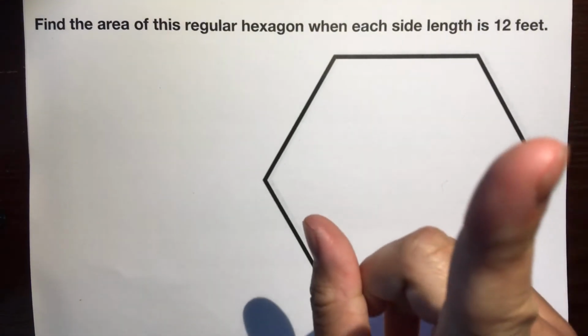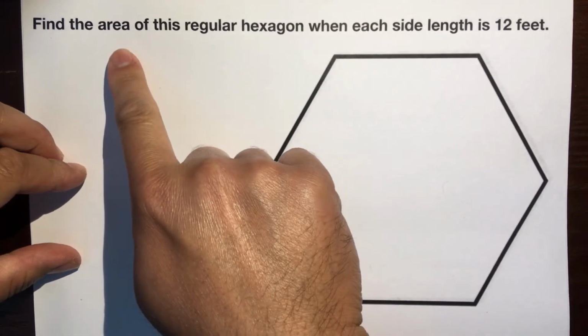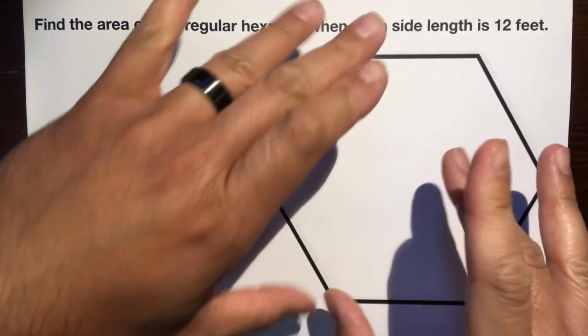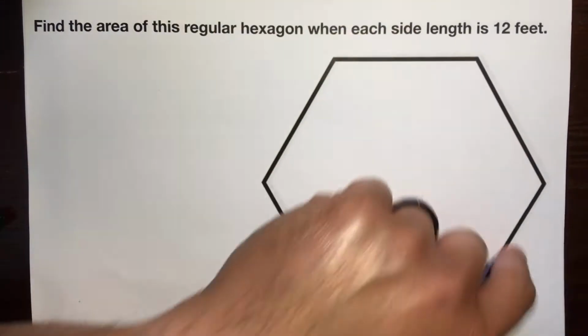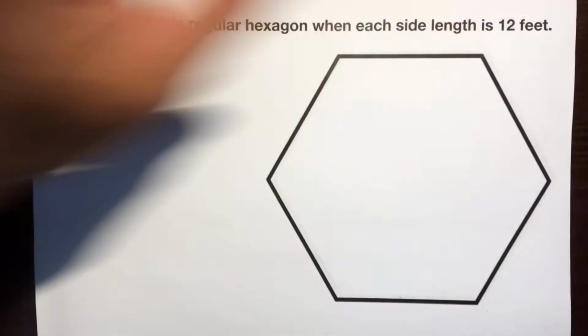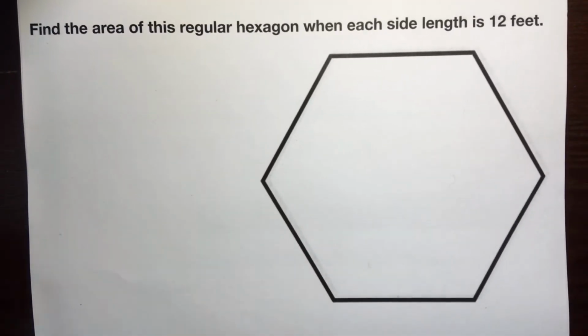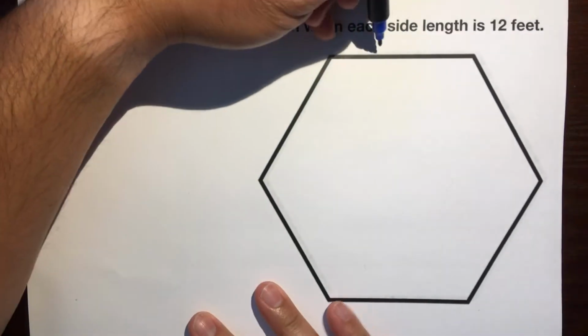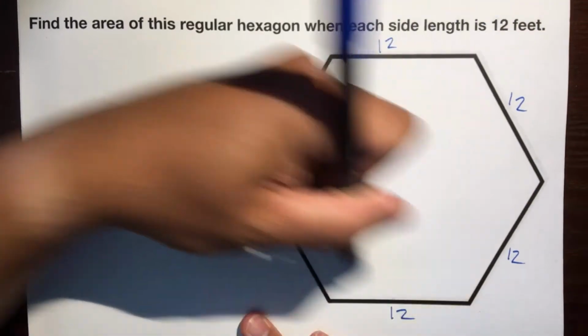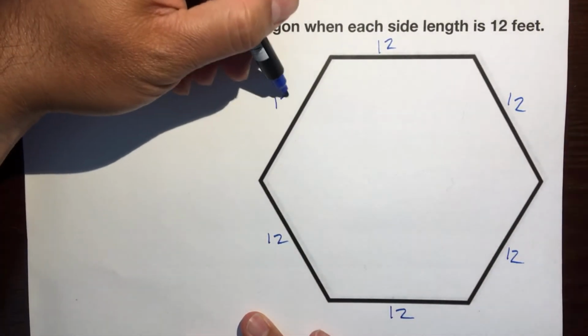I'm going to show you how to find the area of a regular hexagon when they give you one of the side lengths. So, look at this hexagon: 1, 2, 3, 4, 5, 6. And we want to figure out how many squares fit inside of this hexagon when each side is 12. Okay, so it's regular, so every side is 12.